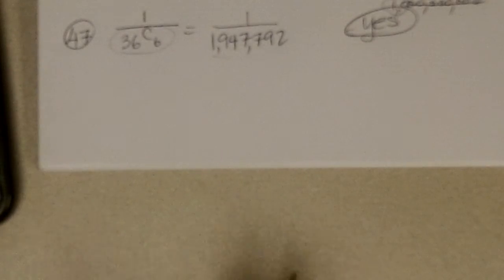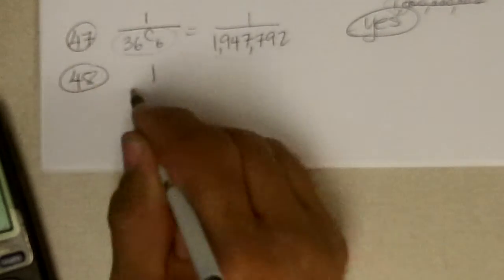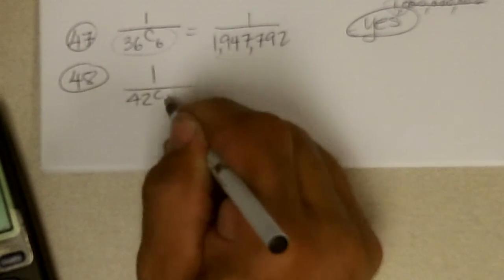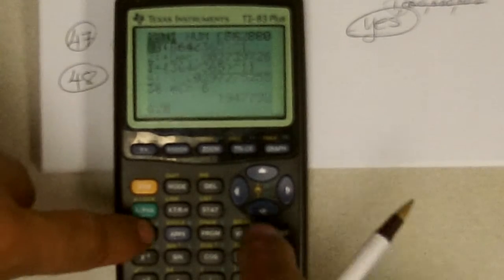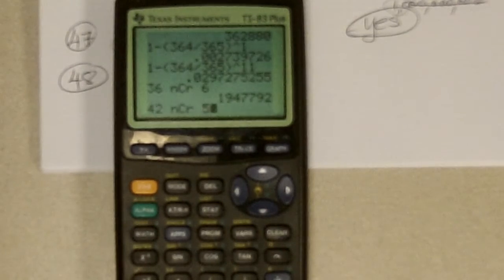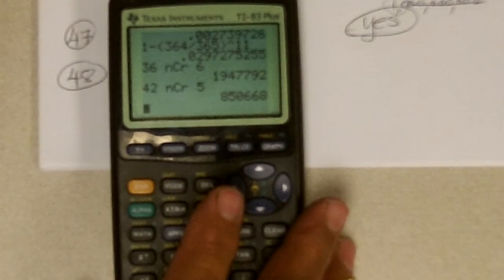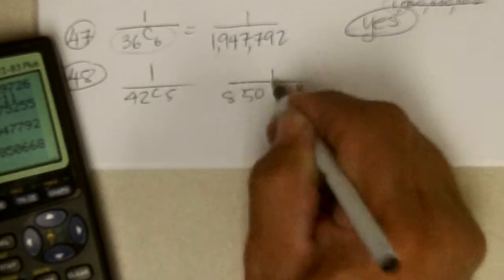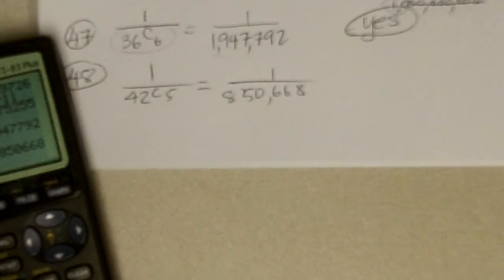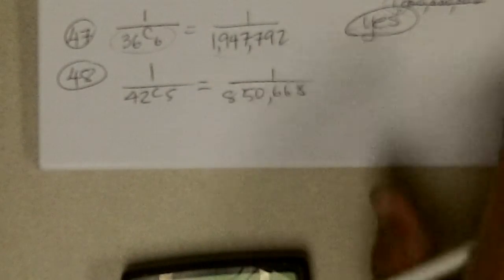Next one is 48. Choosing 5 lottery numbers from 1 through 42. So there's one set that's right, out of 42 choose 5, which is about 850,000. And you have to get one of them. So that's the probability of getting one right in the lottery where you choose 5 from 1 through 42. I'm going to have to go to a new page here to finish this up.